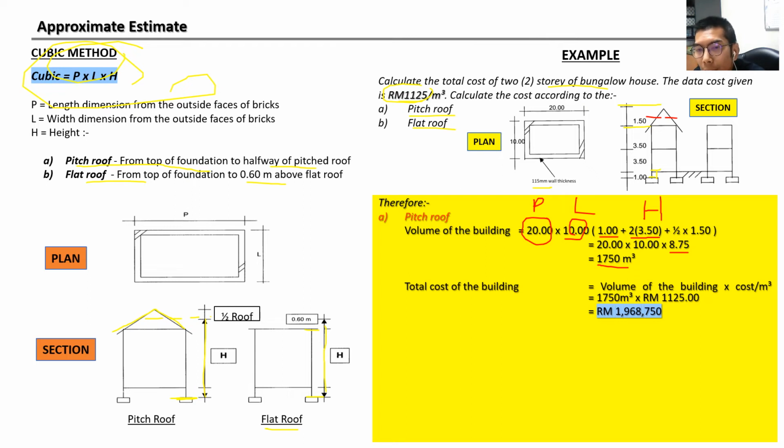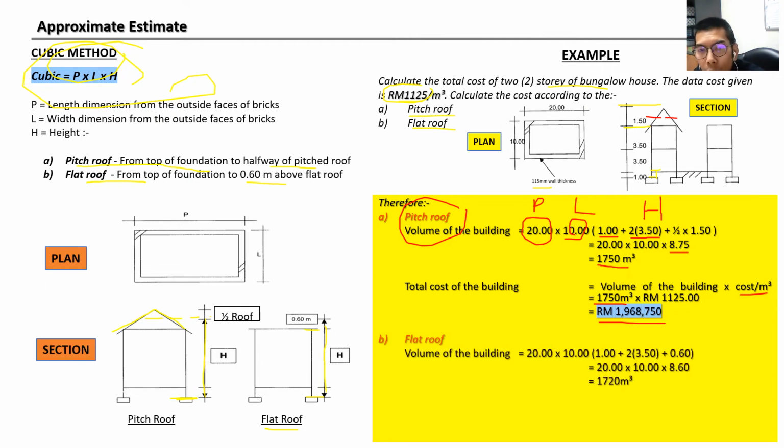You apply this formula: volume of the building times cost per meter cube. You have obtained the volume of the building, 1750 meter cube, times the cost per meter cube, which is given in this question, 1125. You apply and you will get almost 2 million. Almost 2 million is the cost to build a 2-story bungalow house using pitch roof. So that's the first scenario.